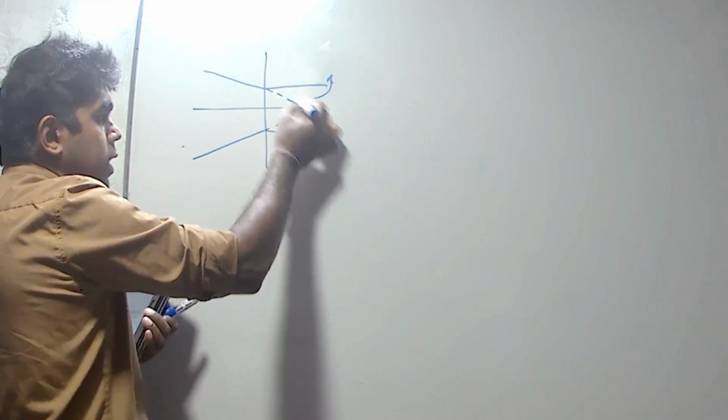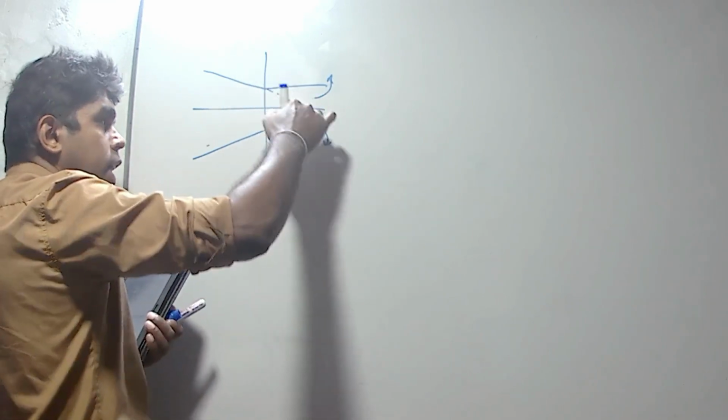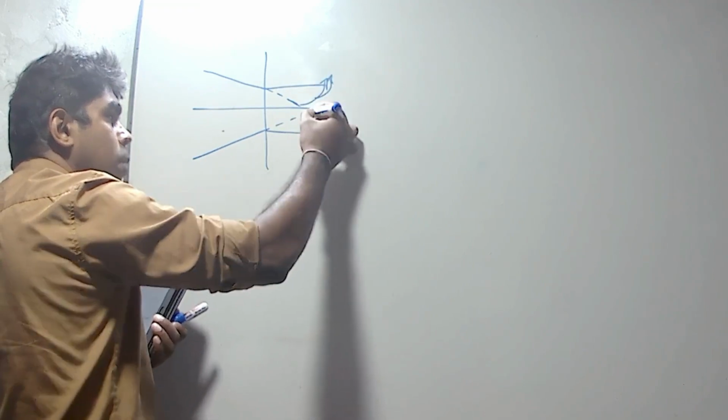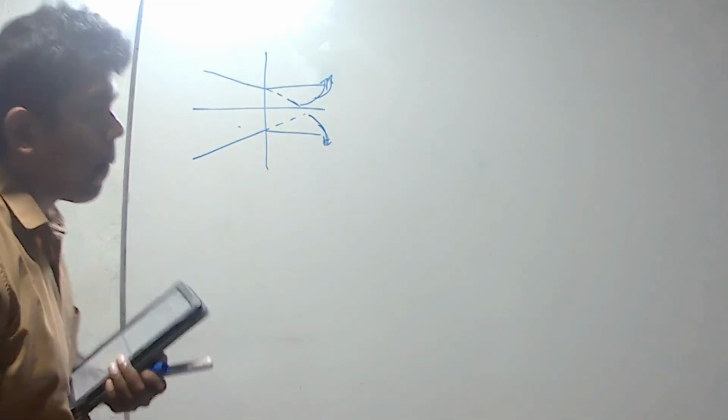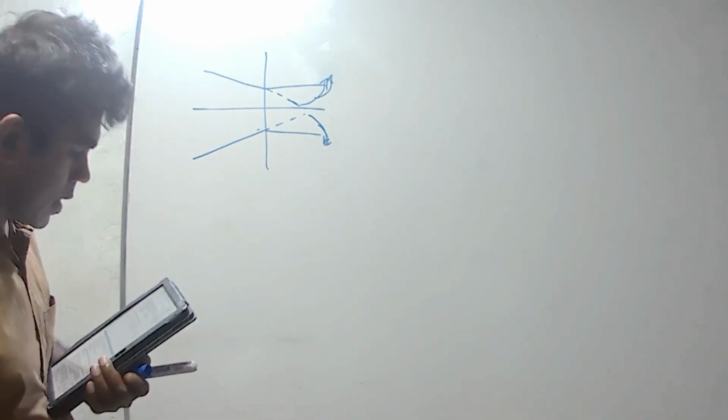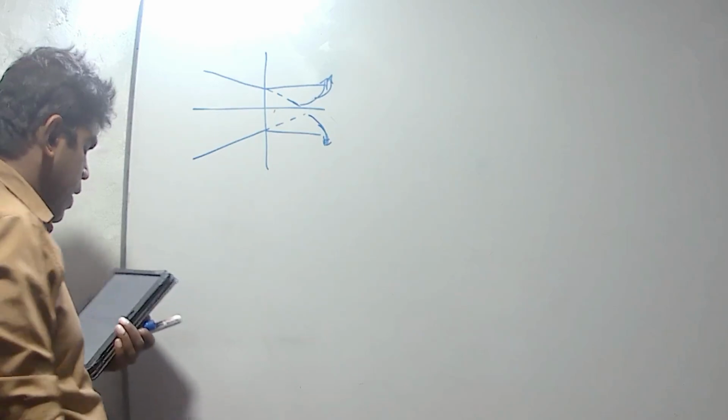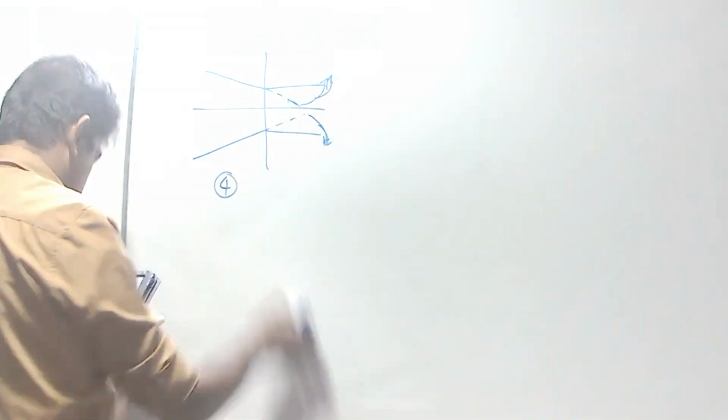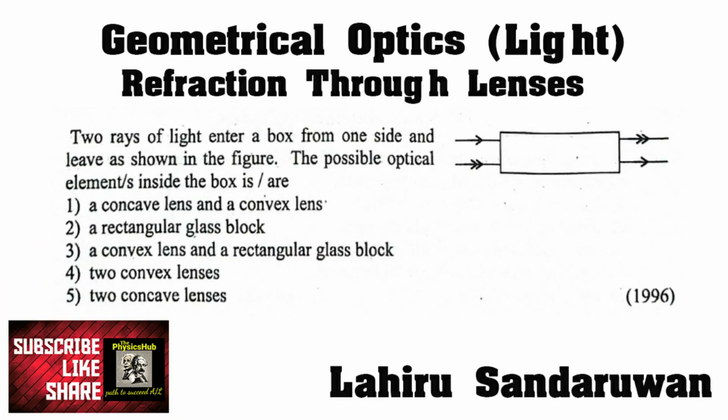We have to consider the deflection. From initial ray, those are moving away from the main axis. Then fourth one is the incorrect one. Answer is 4.